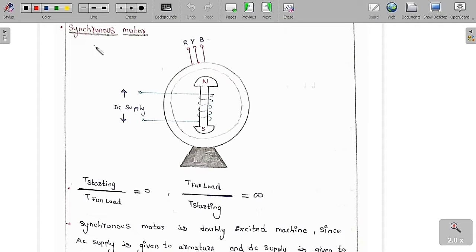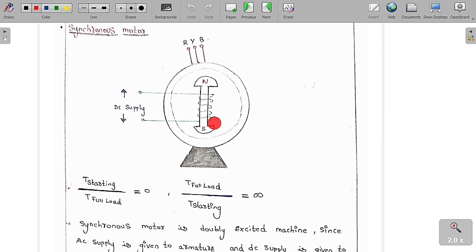These things I have already told you, but now in detail we will study each and every aspect of the synchronous motor and the corresponding analysis also. So this is a stator coil. We are going to give three terminals R, Y, B, so we are going to give the three phase AC supply here.